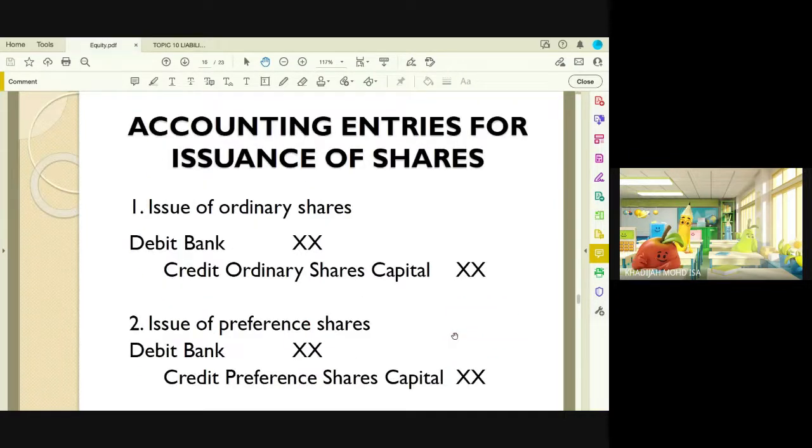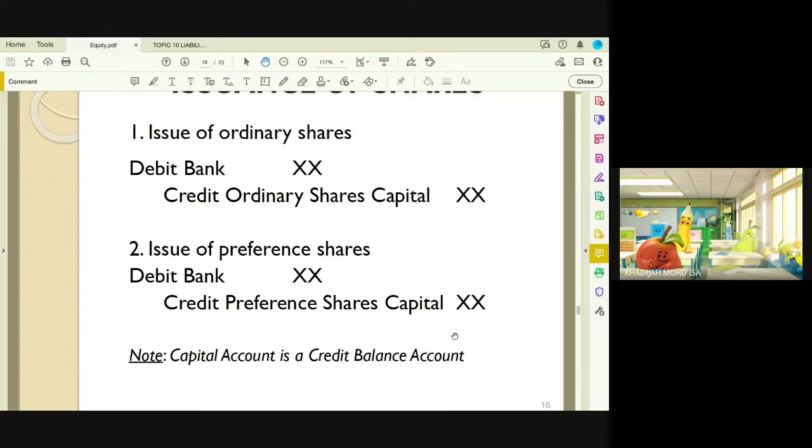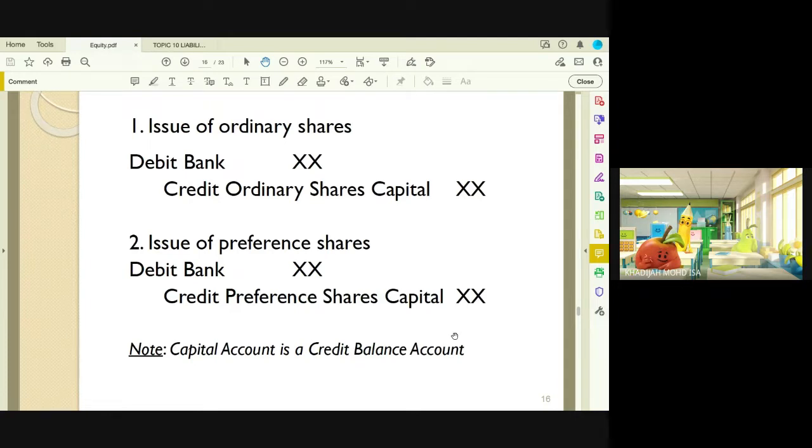These are the accounting entries for issuance of shares. When you issue shares, it means that you receive cash. You receive money, so you debit your cash or bank and credit your share capital, ordinary share capital, OSC. Credit, because it's part of equity. Similarly, if you issue preference shares, you debit your bank and credit your preference share capital or PSC. You can just write OSC or PSC. A capital account is always a credit balance because it's part of the owner's equity.